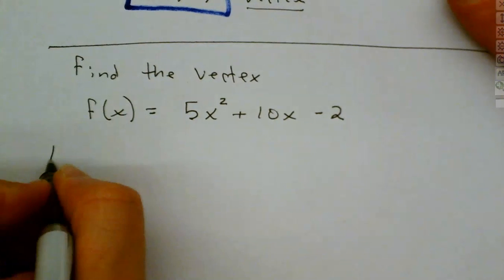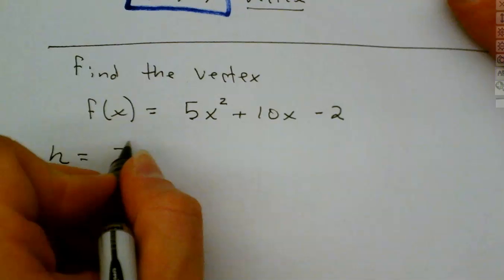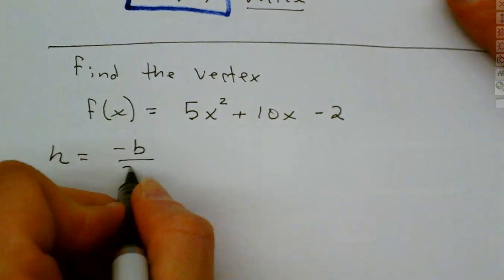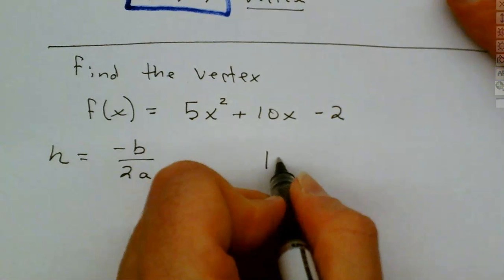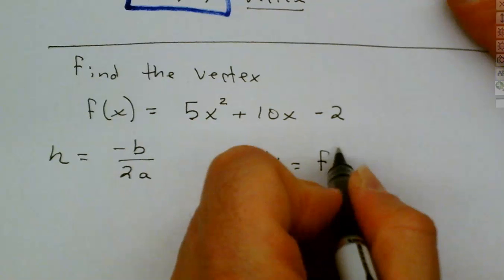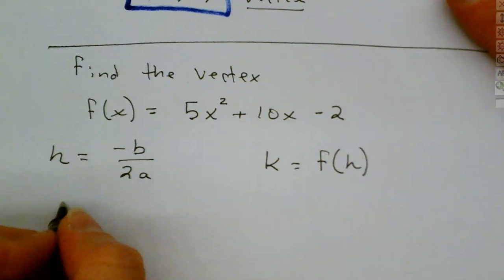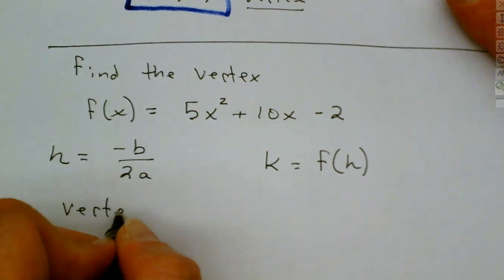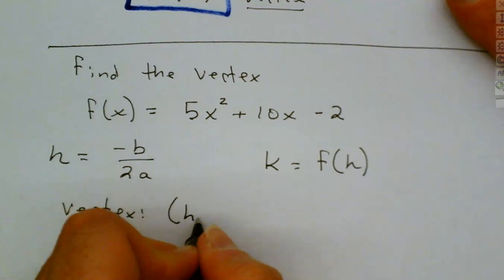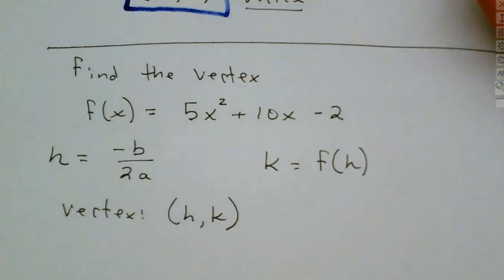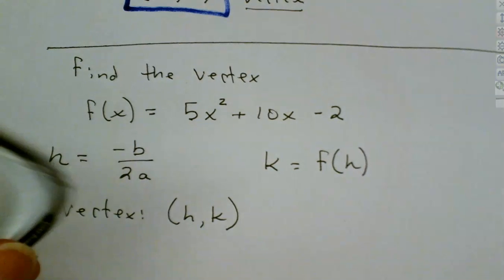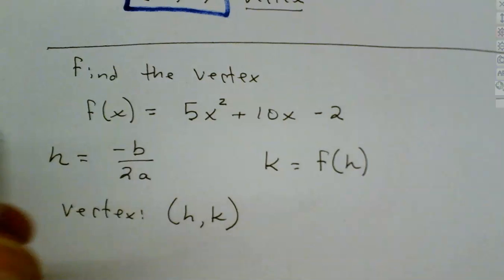Now, how we find the vertex is this. We find our h, which is going to be minus b over 2a, and then we find our k, which is f of h. And your vertex, this is a new formula, is h comma k. So this one's a little bit different because it has the x squared, we have an x, and we have a number on the end.